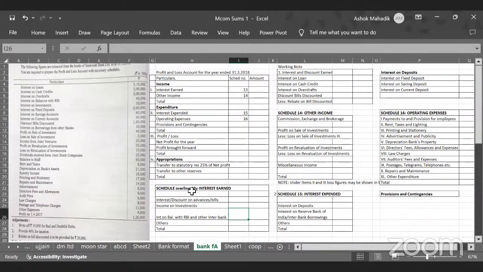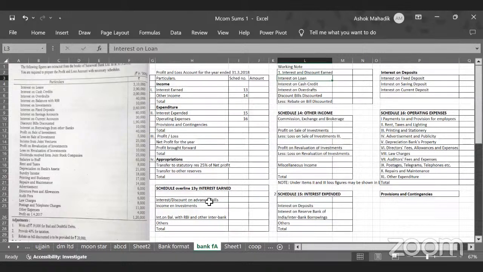Then discount on bill discounted. You can see schedule 13 in the format. The very first line says interest or discount on advances or bills. So bill discounted will come here, schedule number 13. Clear? So we have seen that lot many items are there under interest, so we have made a working note for these interest items. You can see on the next column, we have made a separate working note for this item, interest on advances or bills. Clear? After that, discounts on bill discounted we just discussed. It will come in schedule number 13.